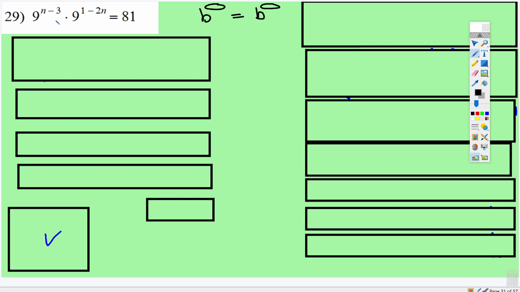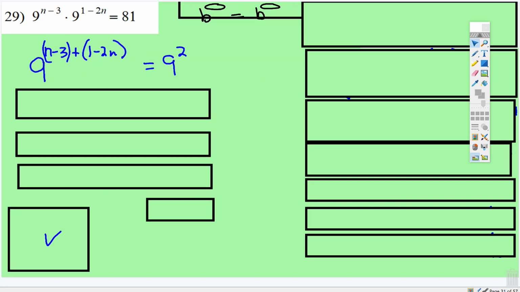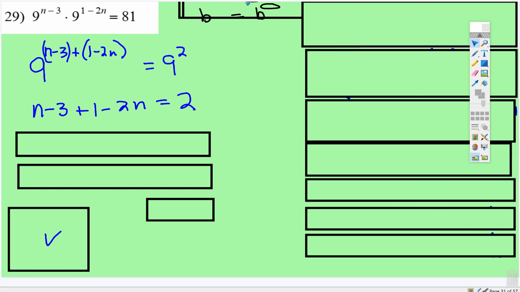So on the left side, we have laws of exponents. What do you do when you multiply powers of the same base? Yeah, you add the exponents. So on the left side, we're just going to need to add n minus 3 plus 1 minus n. On the right side, we need to rewrite 81 as 9 squared. So I took care of the right side. On the left side, since the bases now are the same, we can set the exponents equal to each other.